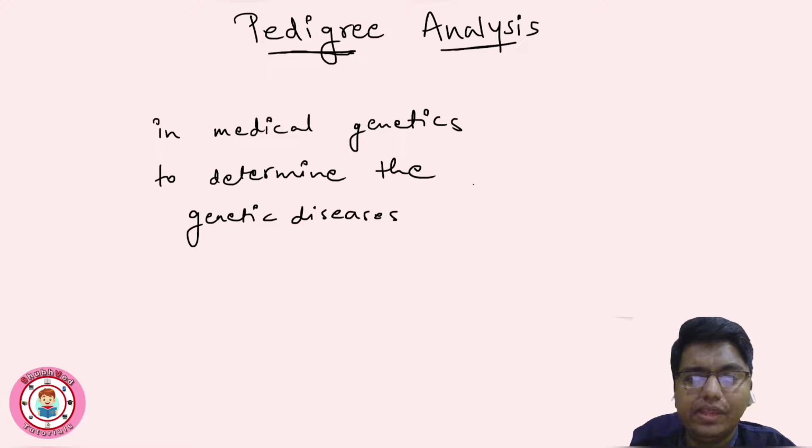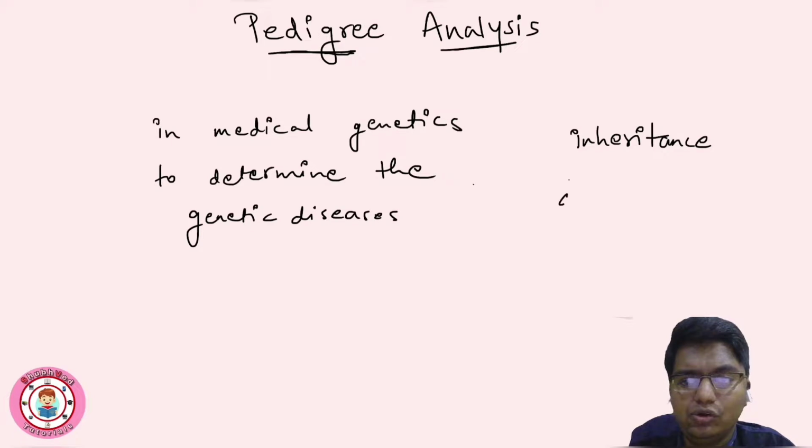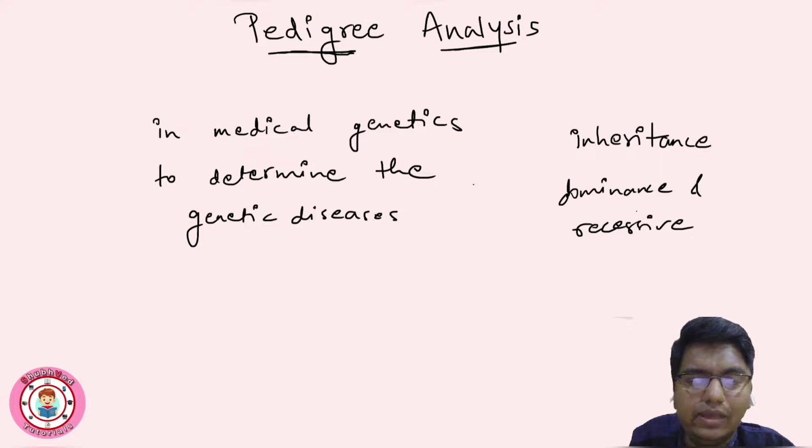For this type of analysis, what is important is that we know the inheritance patterns. First of all, all the knowledge that we have seen till now is important: what is inheritance, then dominance and recessive things, then what is autosomal and what is sex linked inheritance. All those videos I have previously made. So all these inheritance patterns we have to understand.